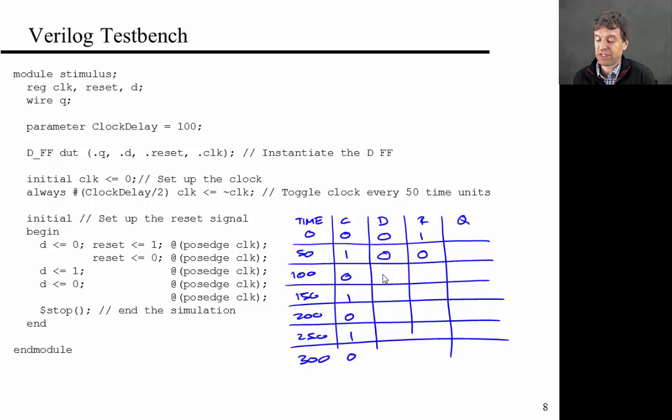Then at 100, this is a negative edge, so nothing is going to happen here. At the next positive edge, I'm setting data to 1, not doing anything to the reset. And then finally, at this positive edge, again I'm not doing anything, so now I'm reading this row, which is just 1 and 0, and then this is where the simulation stops.